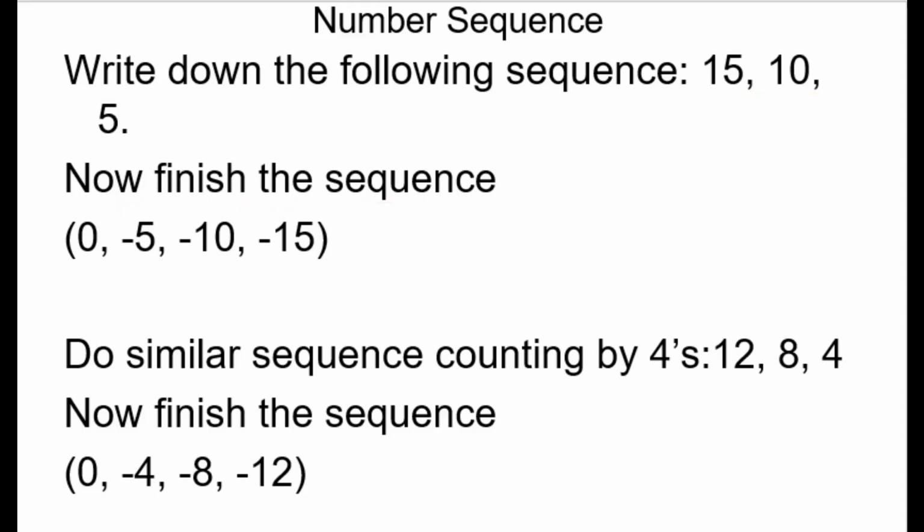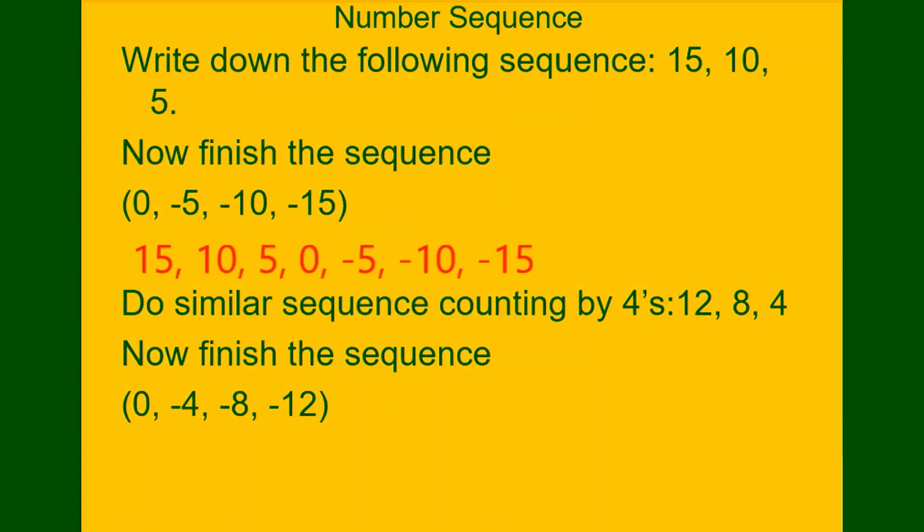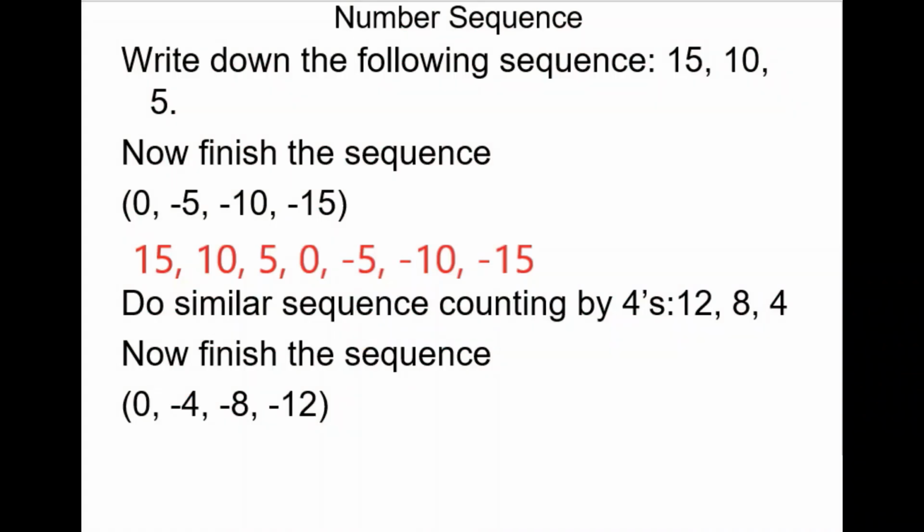So in order to complete the sequence for this example, we're just going to write 0, -5, -10, and -15. So for this sequence, I'm starting with positive 15, and then I'm ending it with -15. Okay, so that's the sequence I'm showing you here, just so you can see how it works. So the sequence would go 15, 10, 5, 0, -5, -10, and -15.